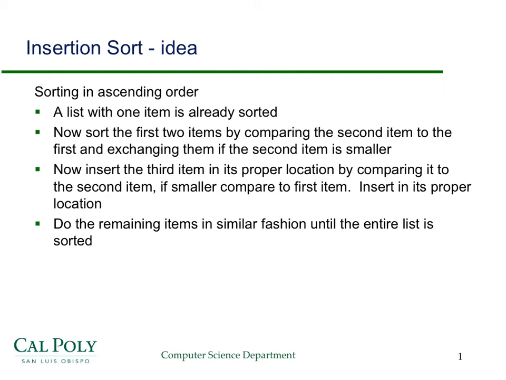Now that we've got the first three items sorted, we add the fourth item and get the first four items sorted. And we just continue to do that in a similar fashion until the entire list is sorted.